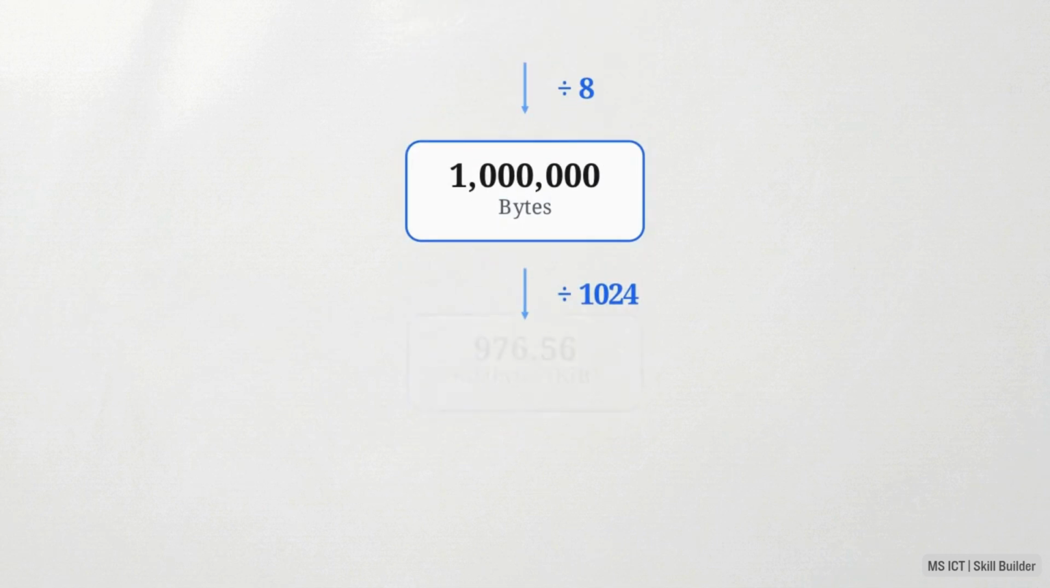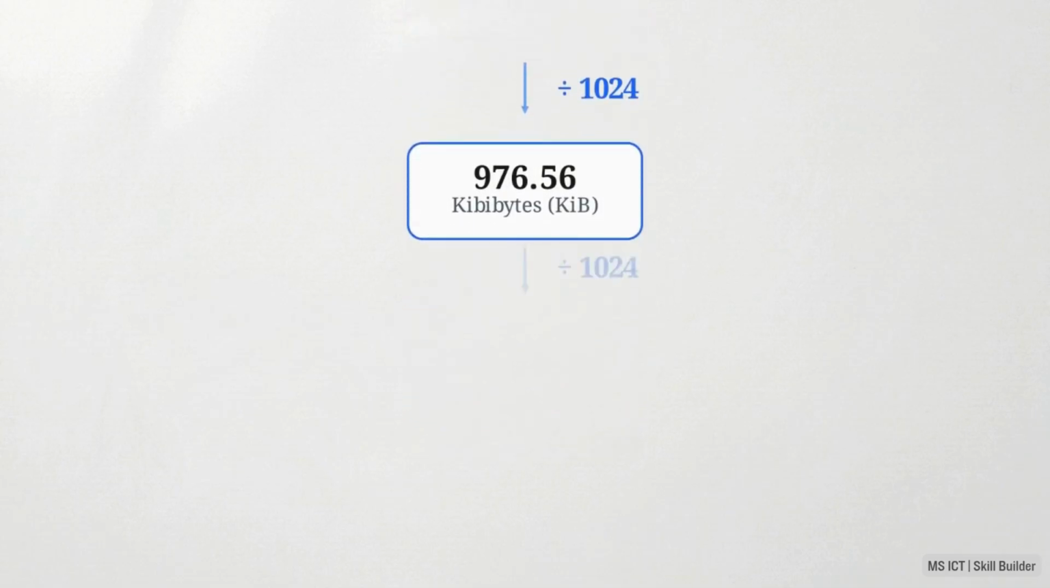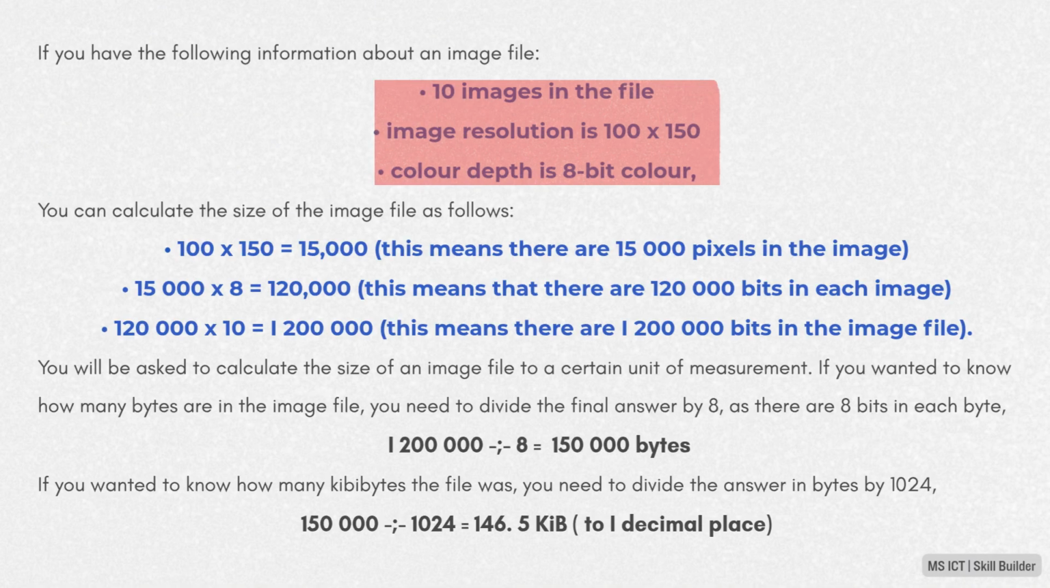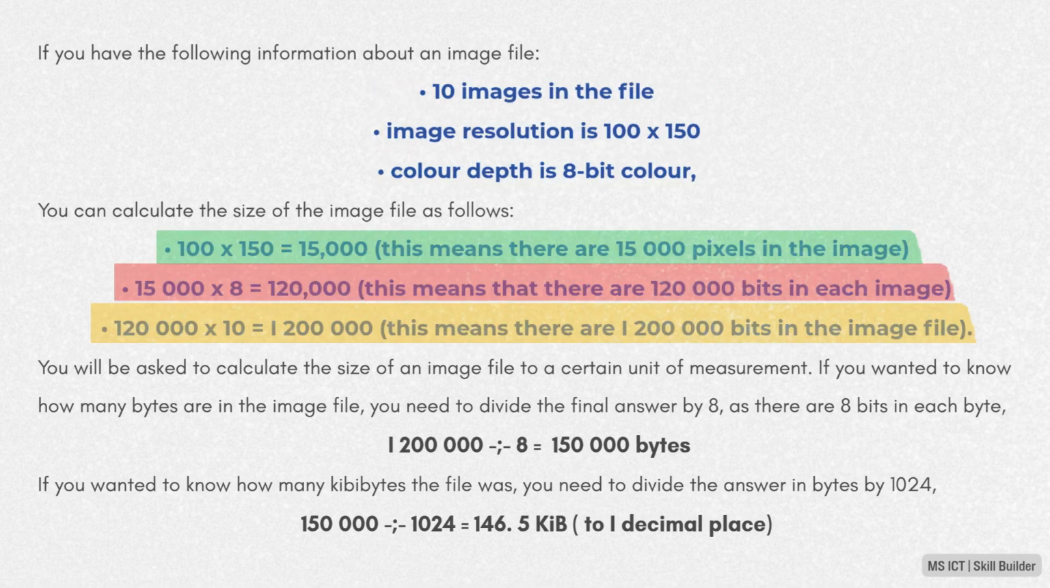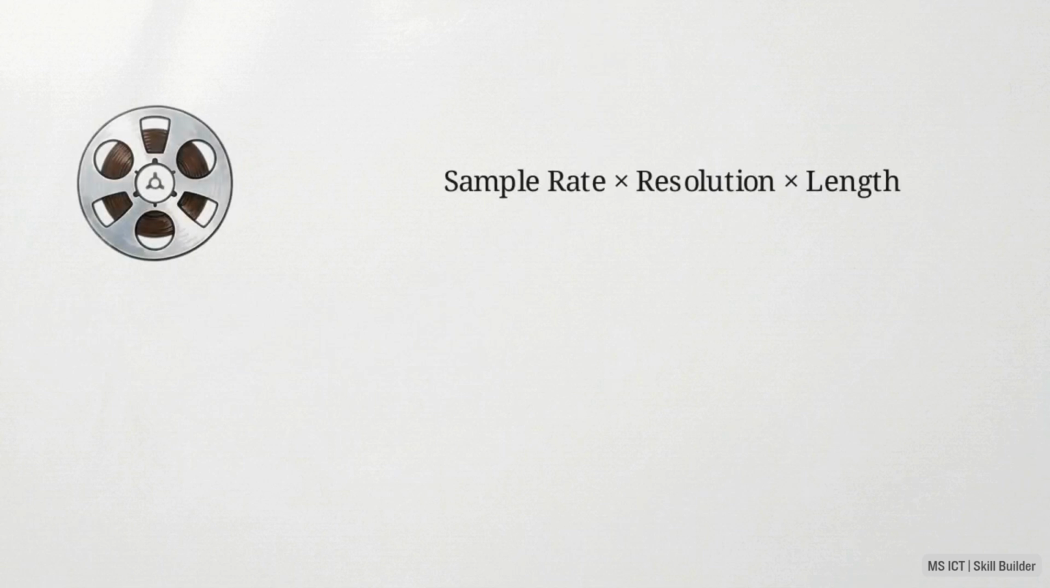To find the final file size in megabytes, we scale up the IEC ladder. We divide the byte count by 1024 to find kibibytes, and then divide by 1024 a second time to reach 0.95 megabytes. Calculating data capacity follows a strict linear path. You isolate the raw data points first, group them into bytes, and only scale up to the larger IEC multiples at the end. Sound files use a similar progression.